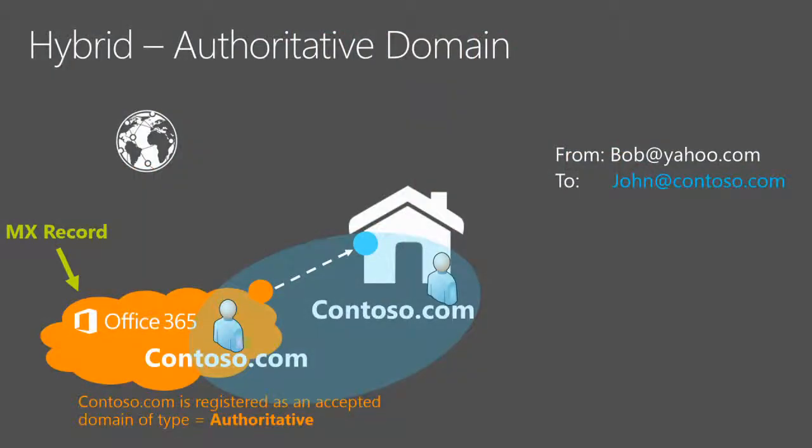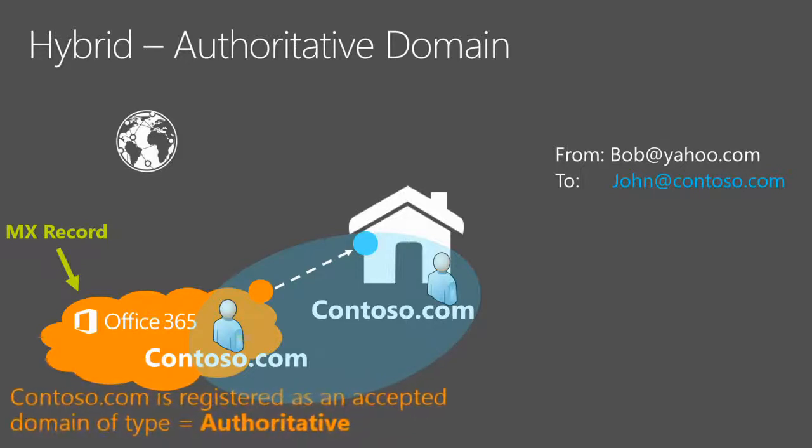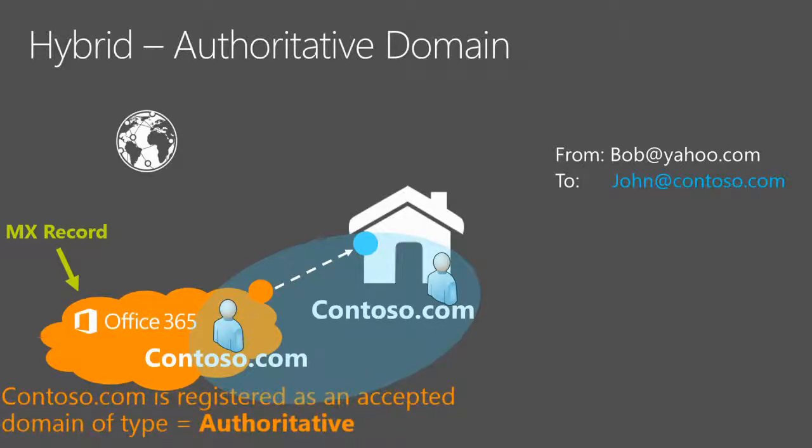Now, I touched upon two concepts which are sometimes equally confusing: authoritative and internal relay. These are the two kinds of domains that we have. What does authoritative mean? Let's walk through that. Now, you had Bob sending a mail to John at contoso.com. You have an option, okay? You have an option to keep your domain as authoritative or internal relay.